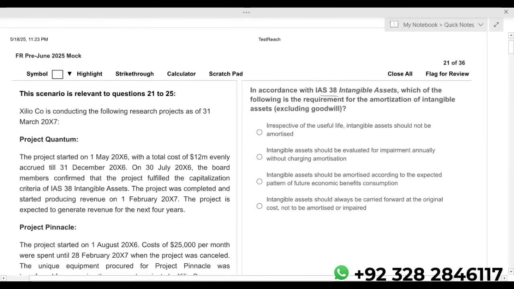In accordance with IAS 38 Intangible Assets, which of the following is the requirement for the amortization of intangible assets, excluding goodwill? Of course, we do not amortize goodwill. Irrespective of the useful life of the intangible asset, should not be. What is this? Absolutely incorrect. Intangible assets should be evaluated for impairment annually without charging. No, no, no, no, no.